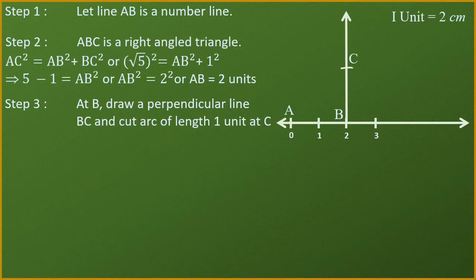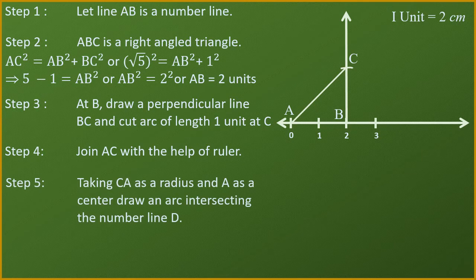Okay, now point C we have obtained. Further we shall join the point A and point C with the help of a ruler. After joining it, you will get a triangle ABC. Now again take your rounder and take the measurement equal to the radius of CA. You can see step number 5 I wrote here: taking CA as a radius and A as a center, we will draw an arc intersecting the number line, and that arc will intersect the number line at a point D. Okay, it will come like this.